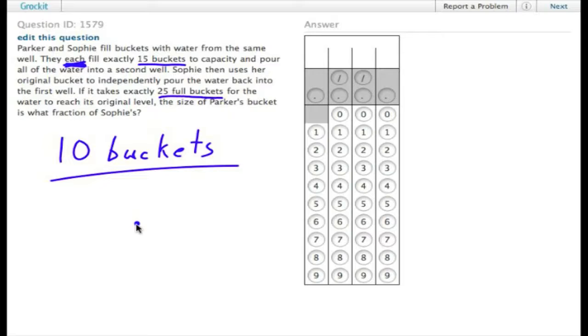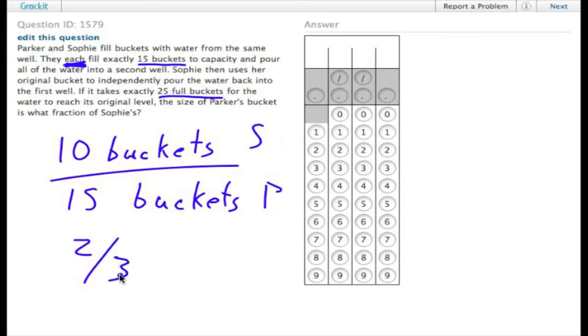So if it's 10 buckets of Sophie's over 15 buckets of Parker's, Parker over Sophie, that's 2 over 3. So Parker's bucket is 2/3 the size of Sophie's.